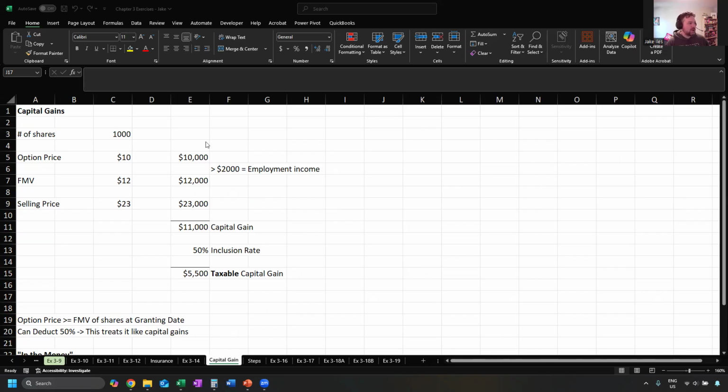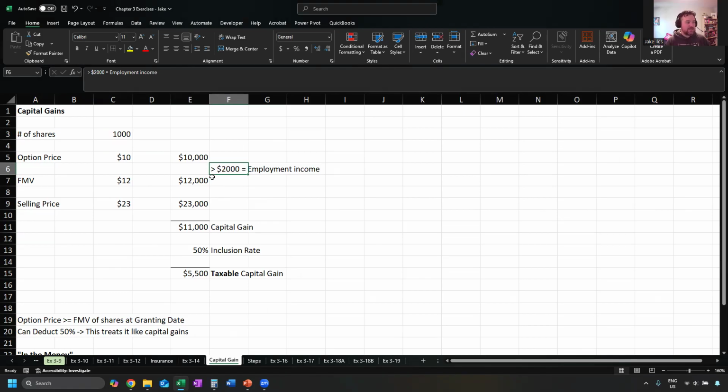So let's say there's 1,000 shares and we had an option. Our stock option says we can buy shares at $10. To buy 1,000 of them, we paid $10,000, but we got $12,000 worth of shares because the fair market value was 12. We paid less than what we got. So that difference of $2,000 is considered the employment benefit.